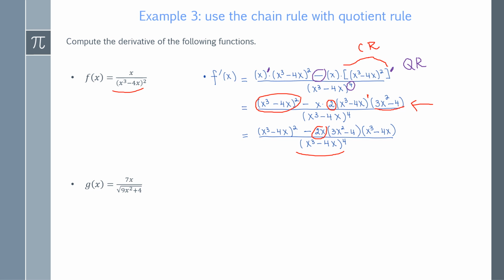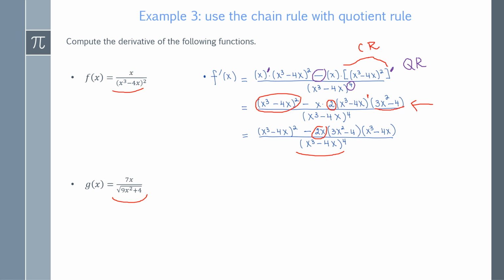Let's take a look at the next example. Here we have g of x equals 7x over the square root of 9x squared plus 4. Okay, so again, how do I analyze this function? What do I have here? First, I have a ratio of two functions, so that means I will need to be applying the quotient rule. And then the function in the denominator is the composition of two, so I have quadratic as the inner function and then square root as the outer function.